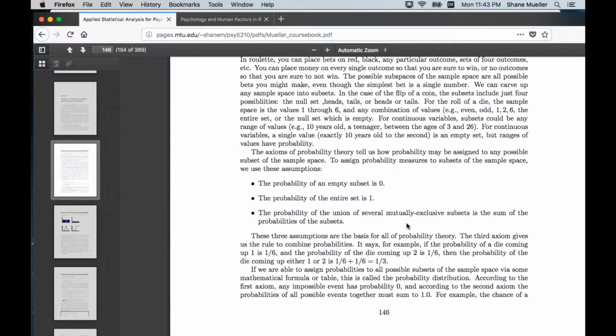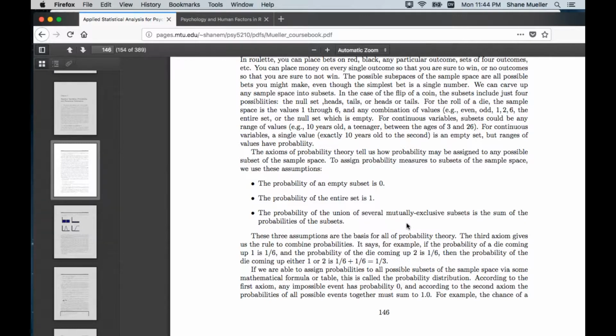The assumptions we use to do this are three. First, the assumption is that the empty subset is zero. This is almost just a technical definition: if you have no things that you're trying to measure, it's zero. That's the baseline. And if you have the entire set, so if I want to characterize that any one of the numbers in roulette will come up, and you add the measures all up, that has to equal one. So these sort of bound you at the bottom and at the top.